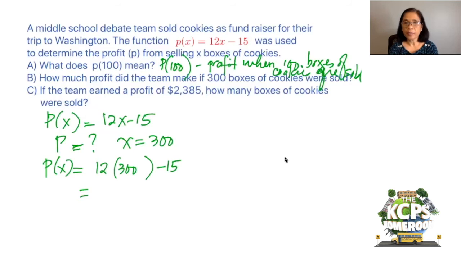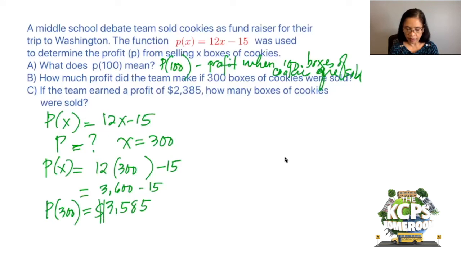And if we simplify this, help me out on the computation, please double check. 12 times 300 is 3,600. Bring down minus 15. And simplifying, this will give us 3,585. So our interpretation, the profit earned when x is 300 is $3,585.